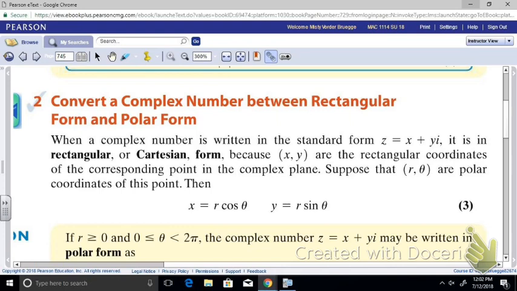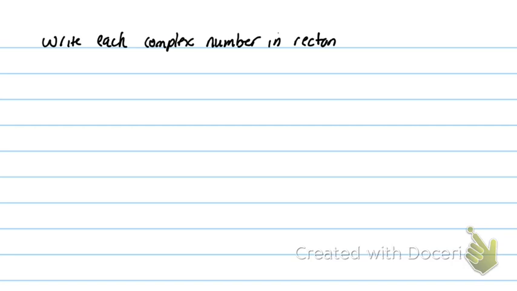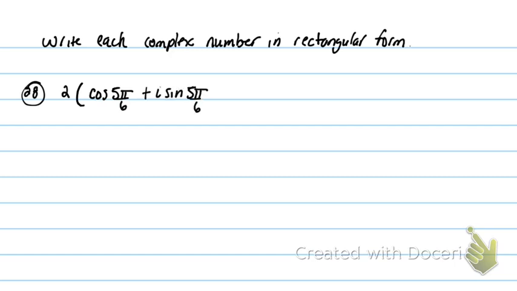Okay. All right, let me show you one conversion and then I'll get the videos. So this says write each complex number in rectangular form. All right, and we're going to take a look. Let's do 28, and then I'll stop after this today. So we've got 2 times the cosine of 5 pi over 6 times the sine of 5 pi over 6.